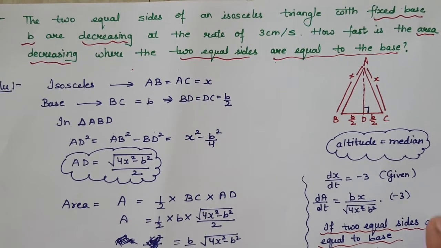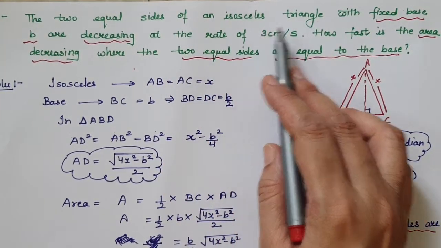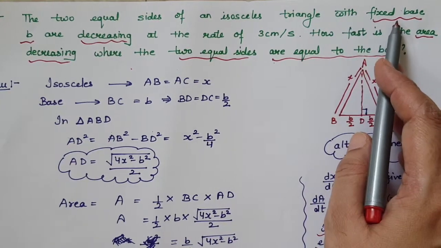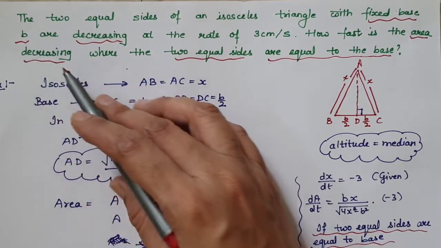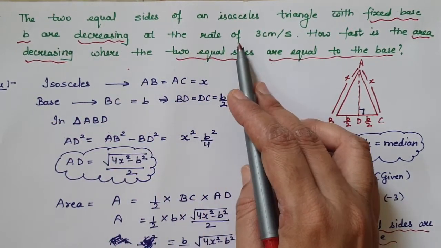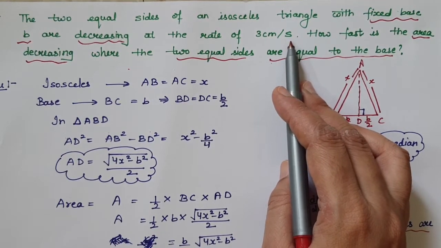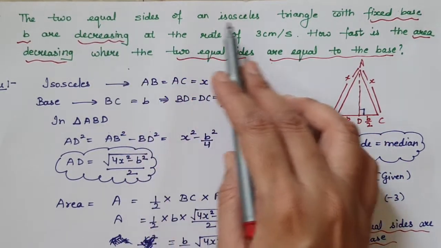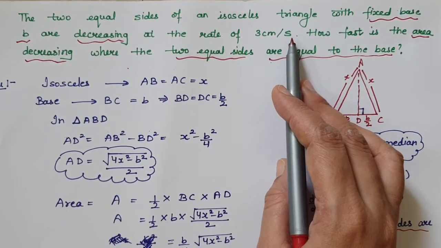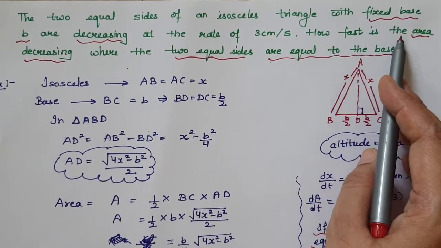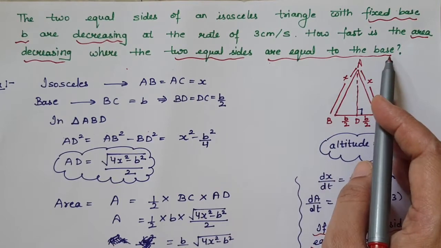Let us take another question from miscellaneous exercise. The question is, the two equal sides of an isosceles triangle with fixed base b are decreasing at the rate of 3 centimeter per second. Fixed base here means the base whatever we are going to take will be constant. How fast is the area decreasing when the two equal sides are equal to the base?